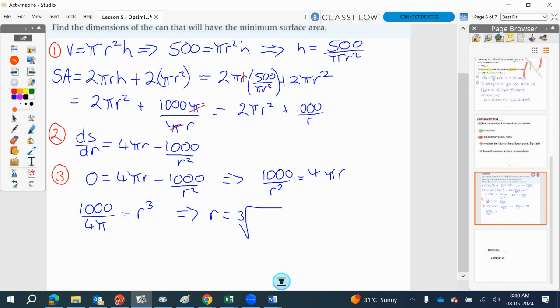Is that 250? 1,000 divided by 4? So you need to not give up at this point. It is challenging. Don't just give up and go, I'm shutting down. I can see half of you shutting down. Can't do this. So this is 250 over pi.